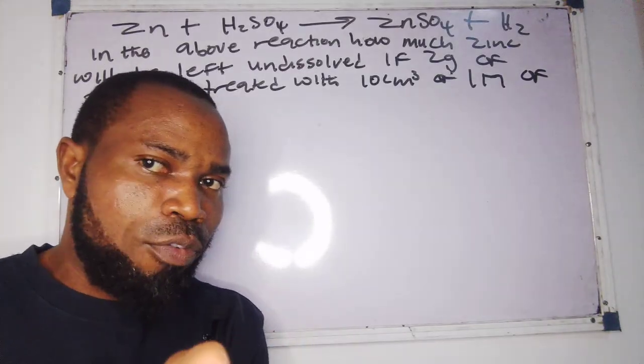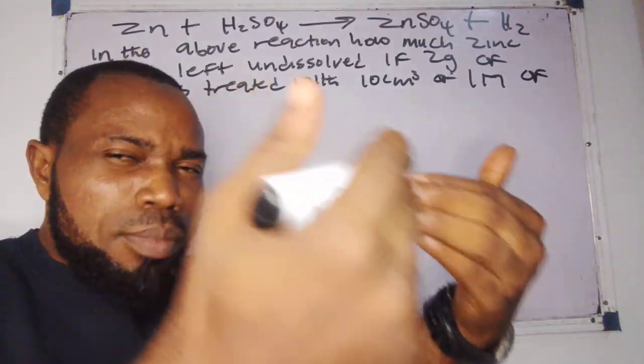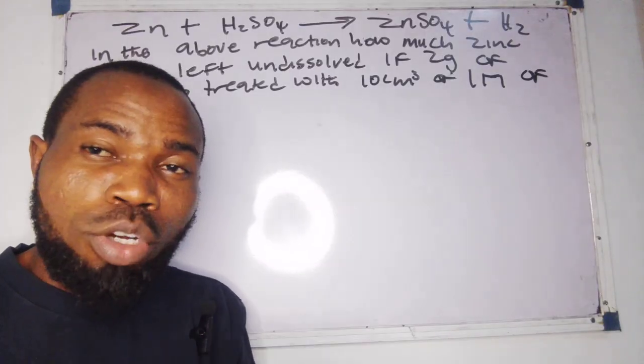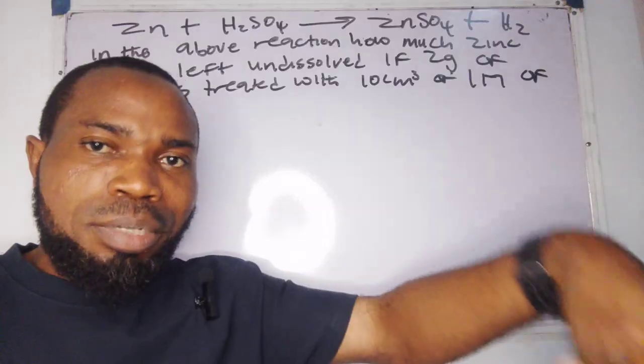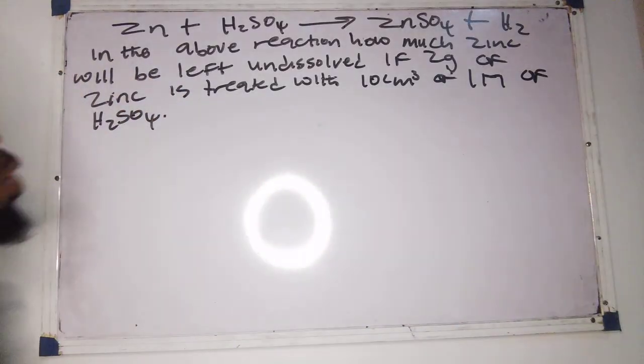because it's the strongest oxidizing acid. So that means if a metal reacts with HNO3, it ought to liberate hydrogen gas, but because it's a very strong oxidizing acid, hydrogen gas will not be liberated. The hydrogen gas liberated will be oxidized to form water.